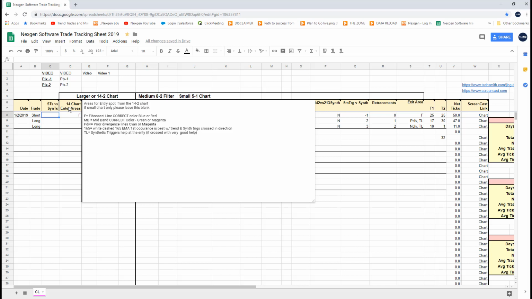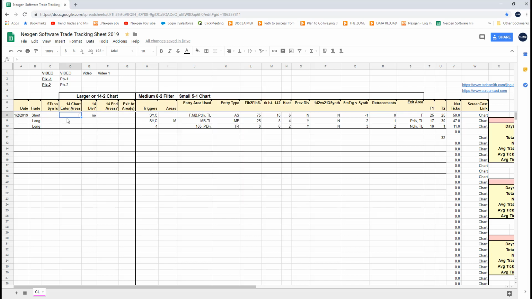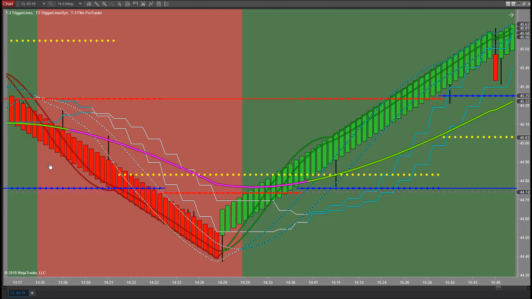So if there was an entry area, support or resistance, such as Fibonacci support or resistance, mid-band support or resistance, or if the trigger lines helped you, you're going to denote that inside of this section for your trade tracking sheet. So here's an example.